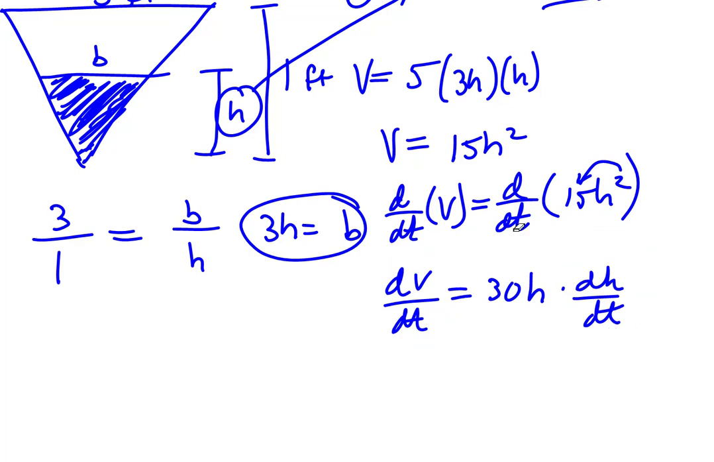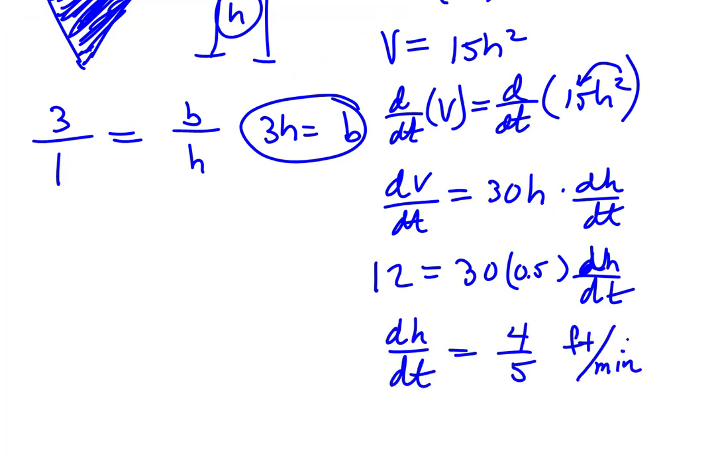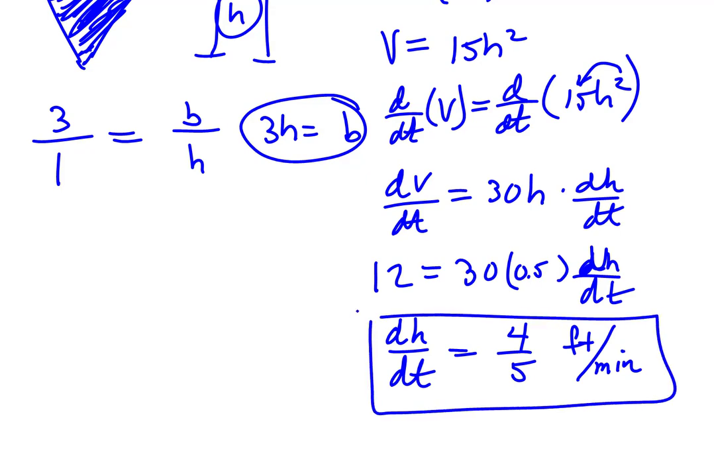So now the good news is dh/dt is actually what we're looking for. That's what we need. And dV/dt is something we know from above. So we can put this all together now to say dV/dt was 12. So 12 equals 30 times h. Now h, remember, we converted that to feet already above. That was 0.5 feet. And then dh/dt. If we solve for dh/dt, of course, there's just some arithmetic involved here. We could say that dh/dt equals 4/5, and that would be feet per minute for what we needed there.